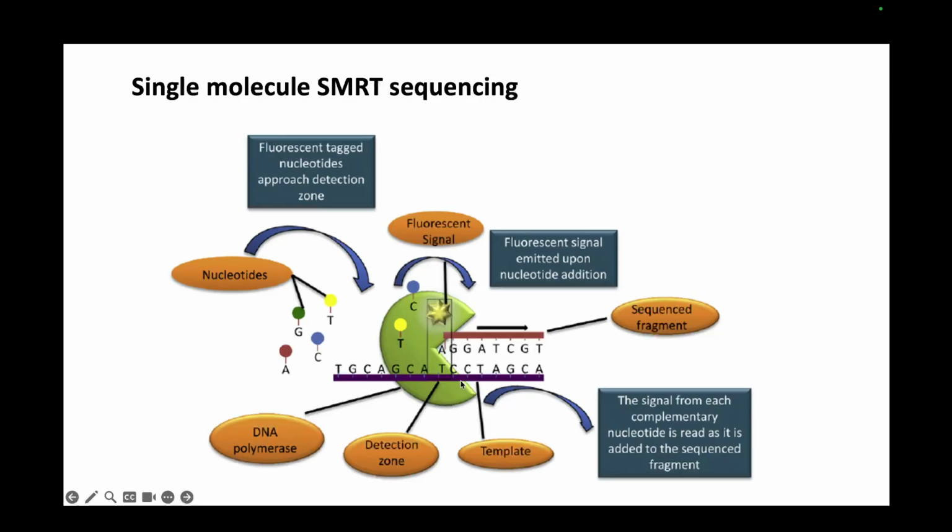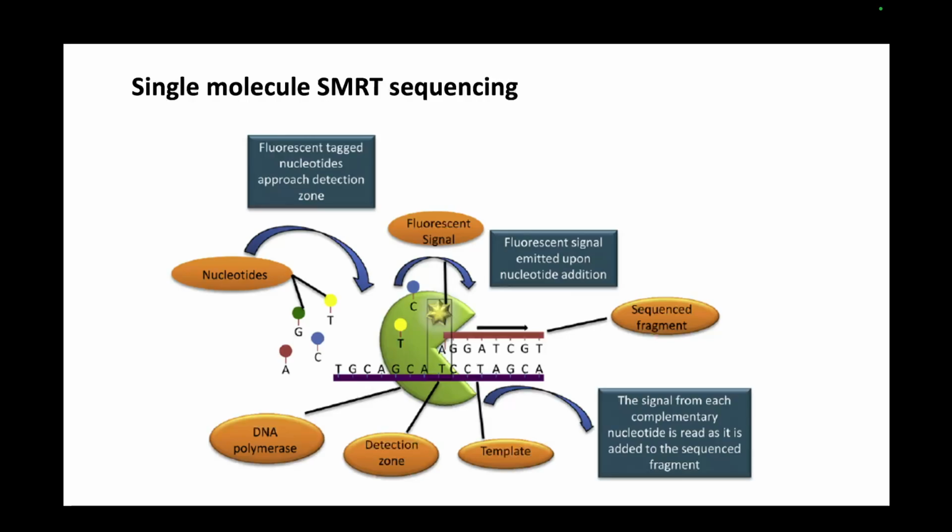So this is your template, the sequence you're trying to know, and this is your sequence fragment, the one that you're sequencing with your modified dNTP. It will emit a fluorescent signal upon this nucleotide addition, and the signal from each complementary nucleotide is read as it is added to the sequenced fragment. The idea is quite simple. It's basically sequencing by synthesis. Inside the well, you have a detector at the bottom, so after each nucleotide has been added, it can detect what nucleotide is being added at that particular time.